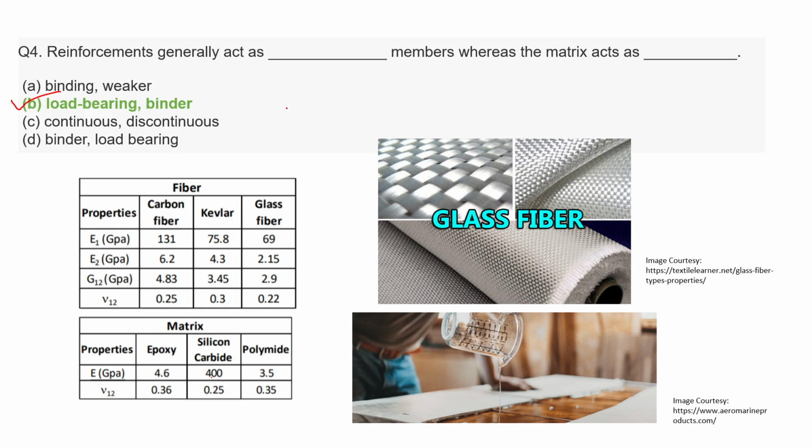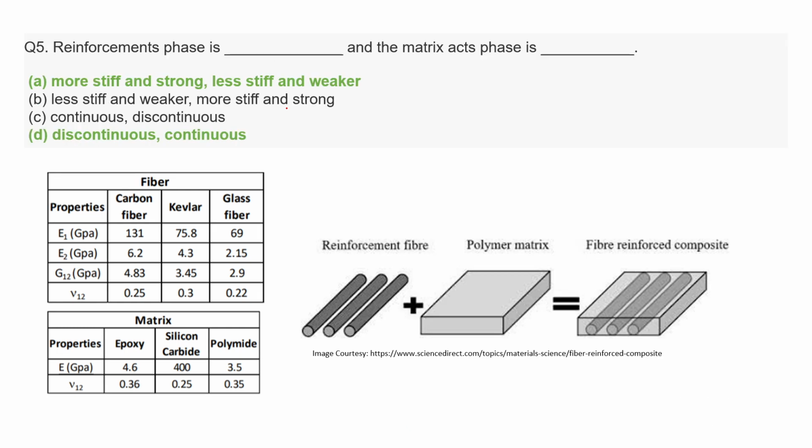And also there is another function of matrix, that is dissipation of the energy. So when some force acts on a reinforcement part, this matrix will dissipate that force to the surrounding reinforcements. So that is also a function of the matrix. But the general function we can say is it acts as a binder. So option B will be the answer, that reinforcement acts as load bearing, whereas matrix acts as the binder.